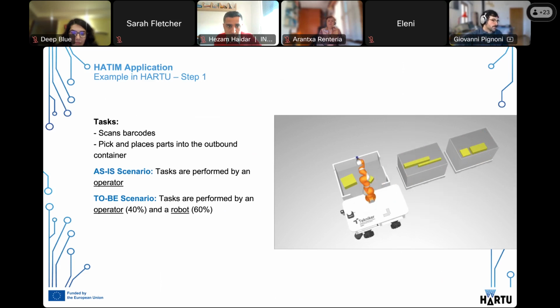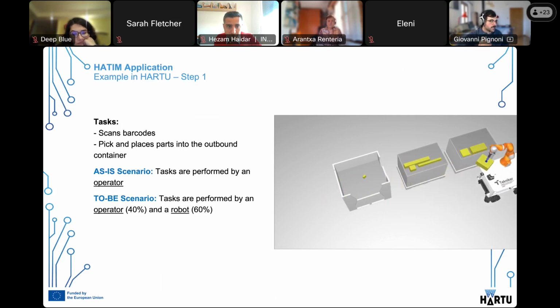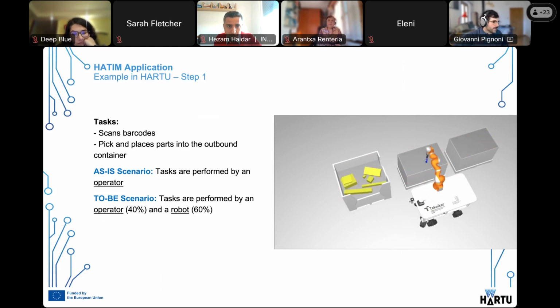Perhaps we document the as-is scenario, how the task is now carried out by the operator on his own, and how the task is expected to be at the end of the project, the to-be scenario. In this case, perhaps we have an idea that the task is still going to involve an operator. The robot should do most of the work, but an operator will still be there in some capacity. So we know there is a form of teaming, and we can go on with this information and refer to it as we go forward in the project.